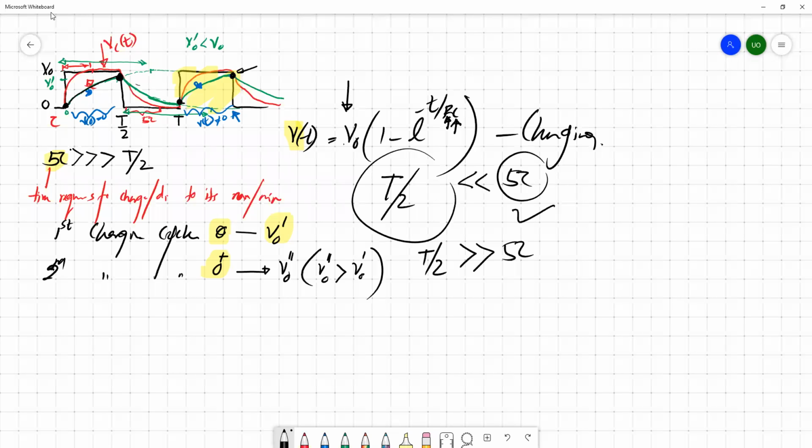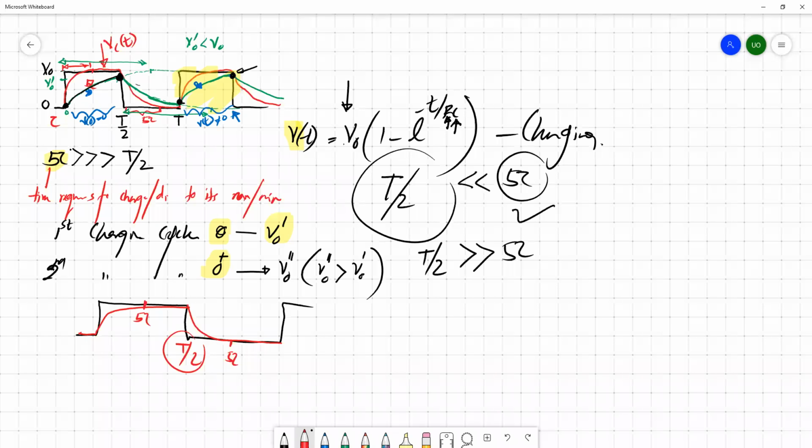So if you have this kind of arrangement, this is the charging process. In this case, let's assume this is phi tau, and this is T by 2. Now T by 2 is larger than phi tau. So then the capacitor can charge to maximum and discharge to minimum within the given time frame.